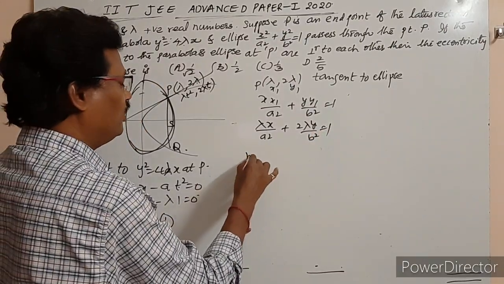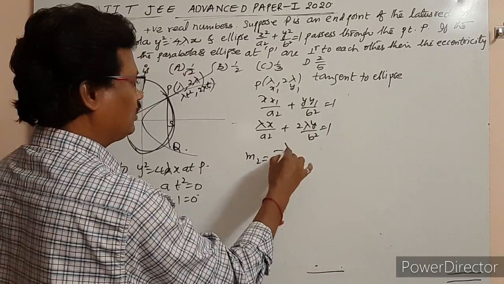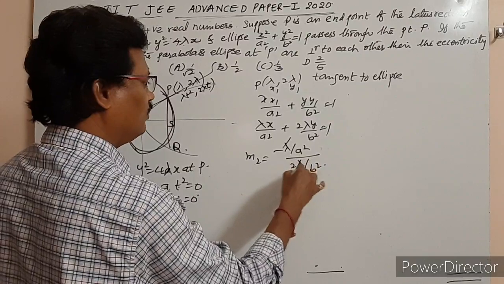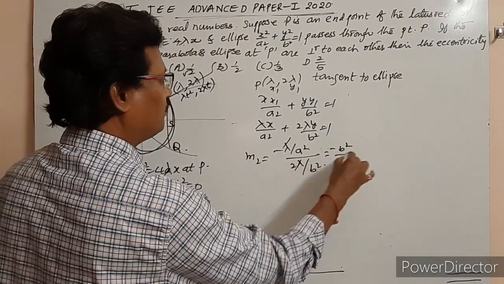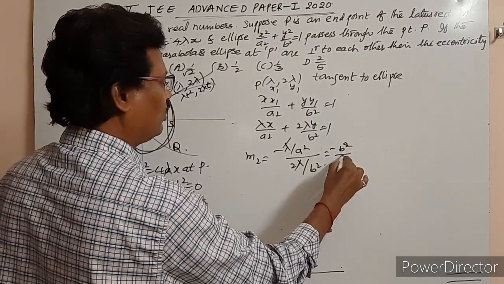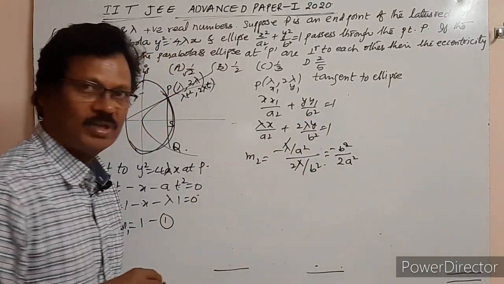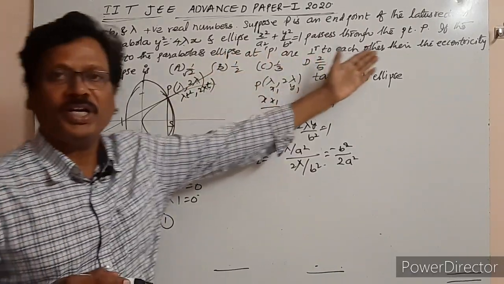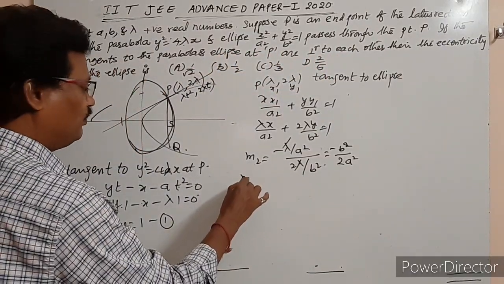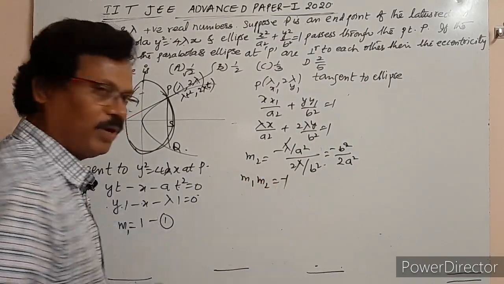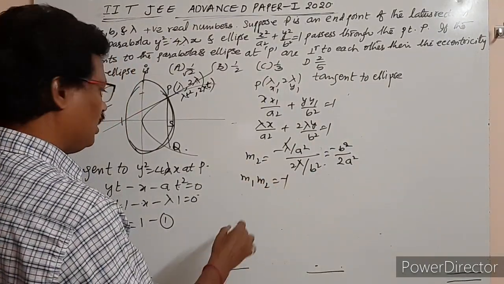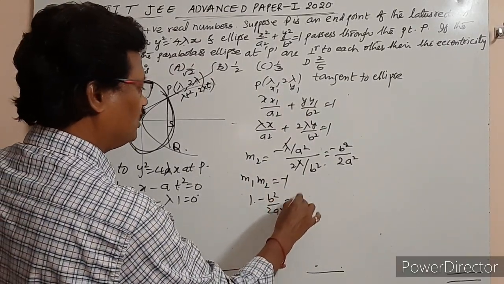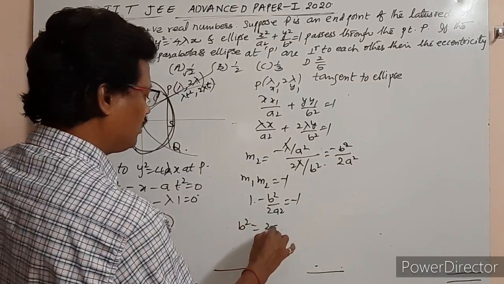What is the slope of this one? Minus x coefficient by y coefficient like this. Now lambda will be cancelled, minus b square by 2a square, right? Now what they are telling is these two tangents at P are perpendicular to each other. Therefore, product of the slopes is equal to minus 1. That is, m1 is 1, m2 is minus b square by 2a square, equal to minus 1. Therefore, b square is equal to 2a square.